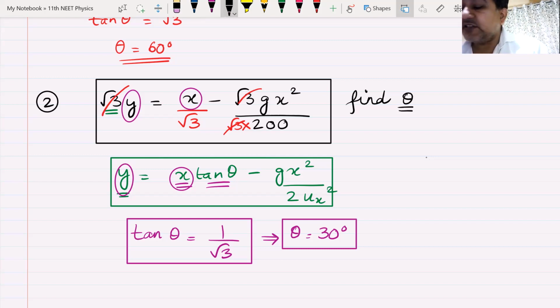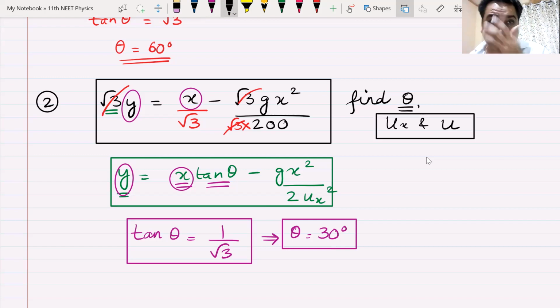There are also two more parts in the same question. Find out theta was the first part. Find out ux and u. These are the questions given for your homework. In this problem, you have to find out ux, which means the horizontal component of velocity. Once you get the value of ux, you must find out the value of u, which is the magnitude of the initial velocity, the initial speed. I hope you can do this question and put your solutions in the Telegram group. I would be waiting for your solutions.